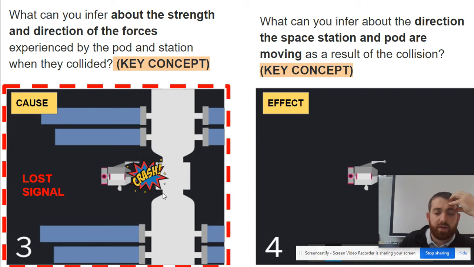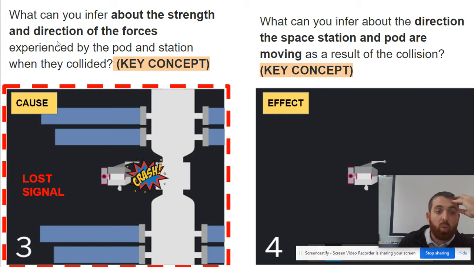So we have to figure out two important things in order to understand this cause and effect. This idea that this collision and the forces in this collision cause the change in velocities we see within time 4. So this cause with the collision and the effects of the change in velocity. And the two questions we're going to be looking to answer to explain this cause and effect relationship, we're going to be pulling in our key concepts.